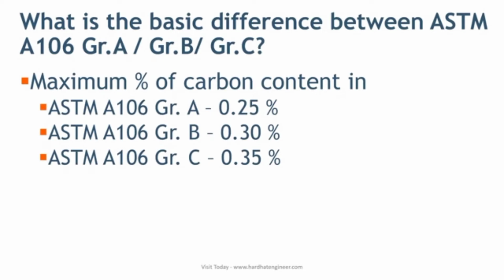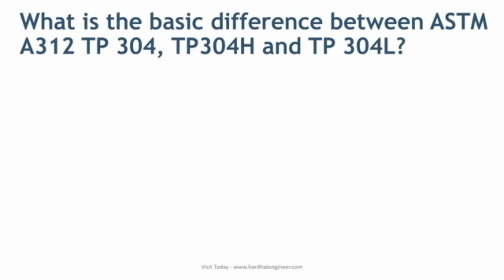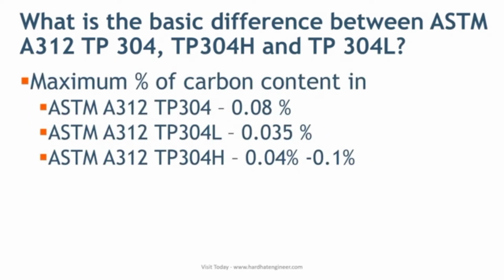Next question is, what is the basic difference between ASTM A312 TP304, TP304H and TP304L? This is also a very similar question to what you have learned earlier. The difference between 304, 304H and 304L is the different percentage of carbon in these grades. 0.08% max for 304, 0.035% max for 304L and 0.04 to 0.1% for 304H.